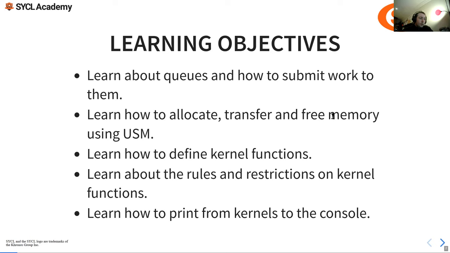Learn how to allocate, transfer, and free memory using USM. We're going to breeze through a lot of different functions for USM. USM is unified shared memory. This is a way of dealing with memory that usually involves explicit allocations and frees, and sometimes transfers, not always. Learn how to define kernels. Learn about the rules and restrictions on kernel functions. Learn how to print from kernels to the console. This is very, very useful for debugging.